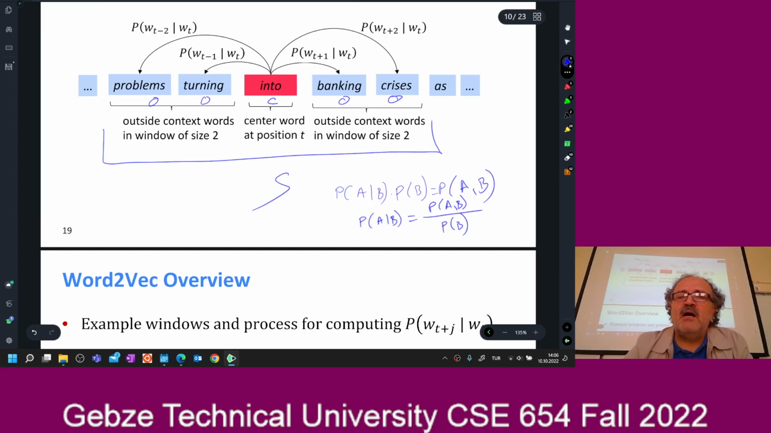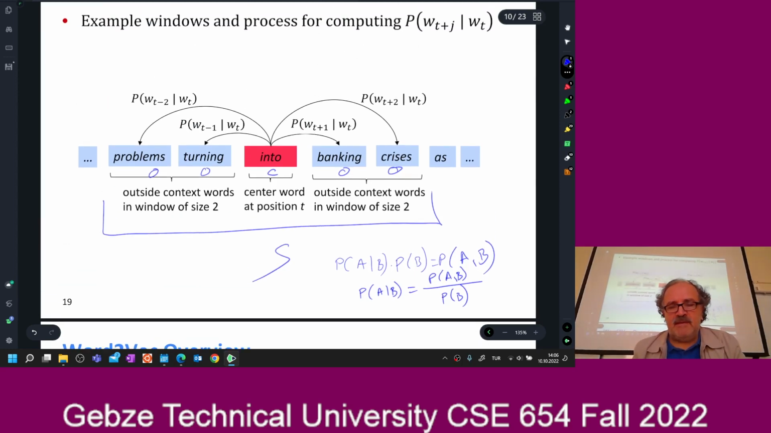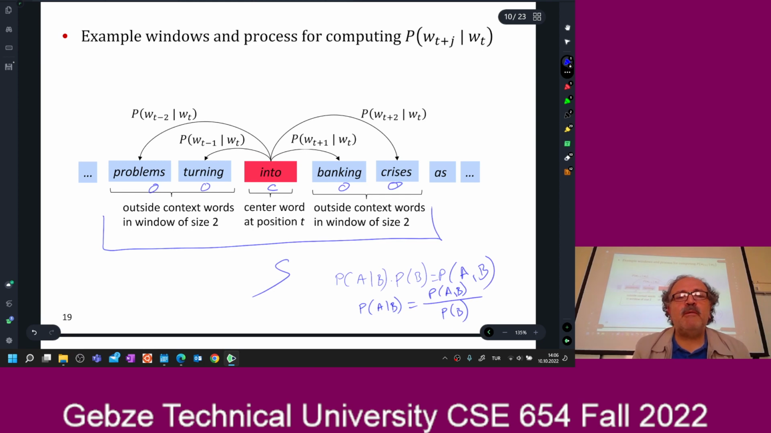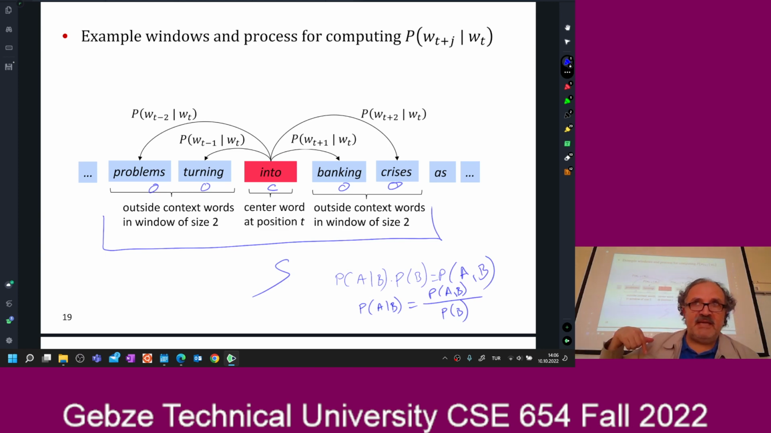How do you calculate the probability of B? Let's say the probability of into. I am just picking one random word from English Wikipedia. What is the probability that I have seen the word into at that position?